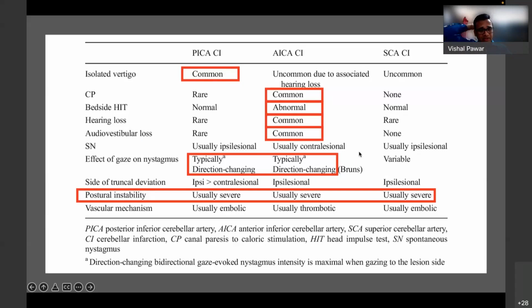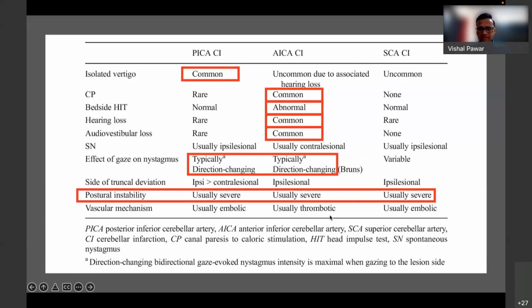But one caveat is there: during the beginning of any acute peripheral disorder, even peripheral ones like vestibular neuritis, on the first day of presentation, they are also not able to walk. But it's very important to check. It's not only one sign that will help you to differentiate between central and peripheral. It is a combination of signs which will help in differentiation.